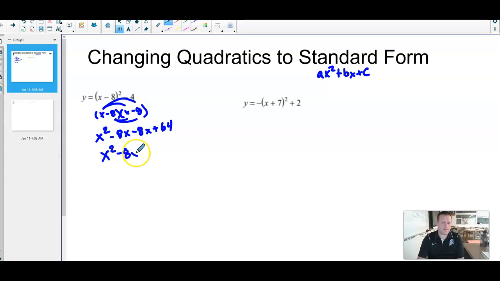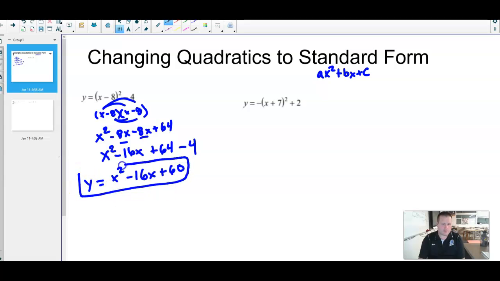8x, or sorry, not 8. I've got to actually combine those. That would be minus 16x, because I can combine those two terms, and then plus 64. And then don't forget, I'm just going to drop this minus 4 down, which can combine with the 64, and that would give me y is equal to x squared minus 16x, and then plus 60. And that would be my standard form. It's in that standard form.